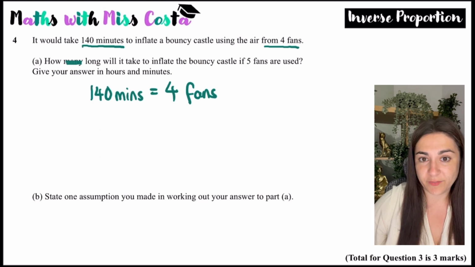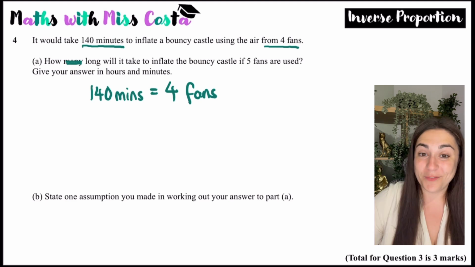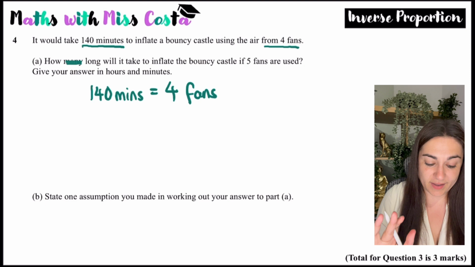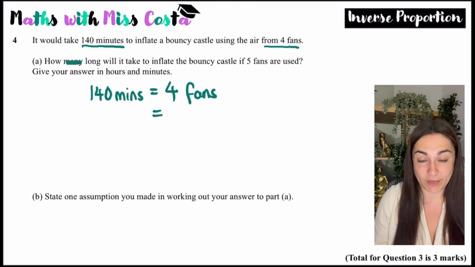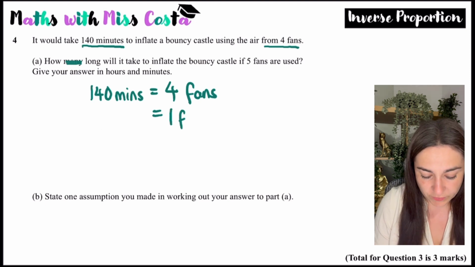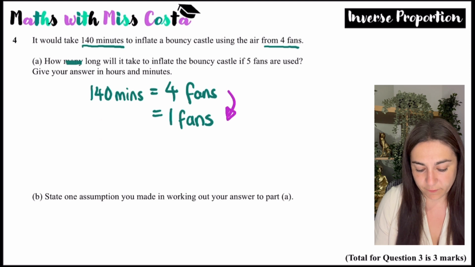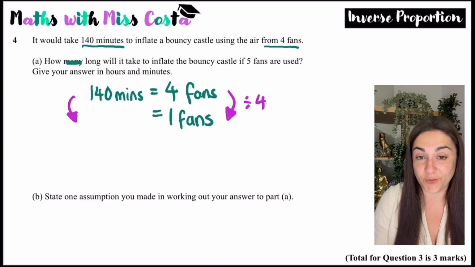So when I've got inverse proportion, whatever I do to one variable, you do the inverse to the other. So let me tell you what I mean. So we know that 140 minutes is how long it takes for 4 fans. And what you could do is work out how long it takes for 1 fan. So how do you get from 4 to 1? You divide by 4. So you're going to need to do the inverse operation on the other side.